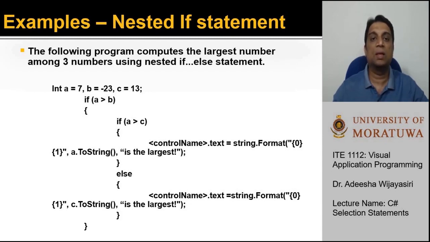In this slide, we have the code block when A is greater than B. Then we'll check whether A is also greater than C. If so, we can print A is the largest. If C is greater than A, then we know that C is also greater than B, as we have already concluded that A is greater than B in the outer if clause. So we can print C is the largest.